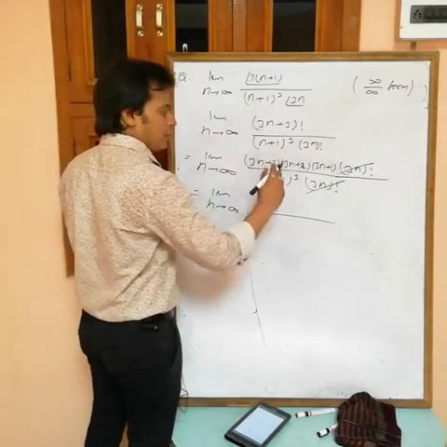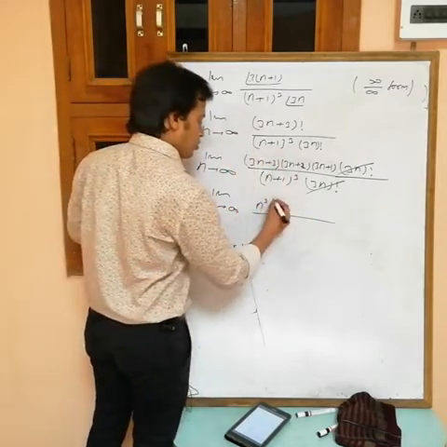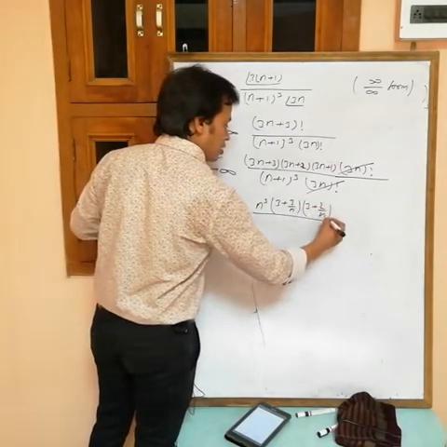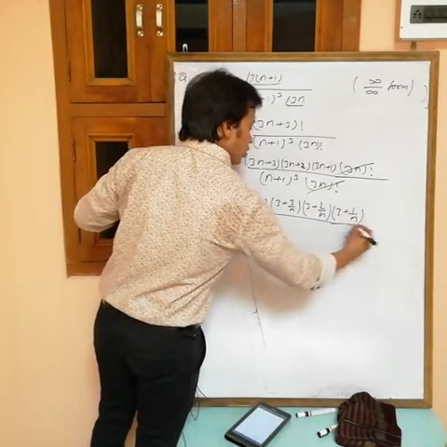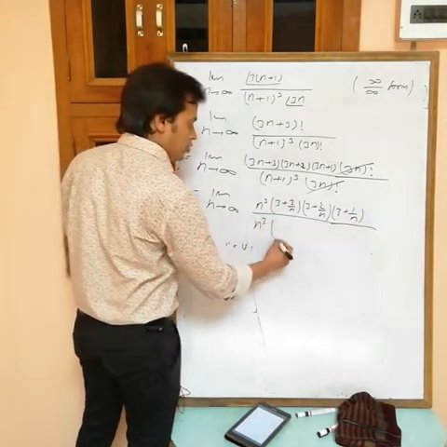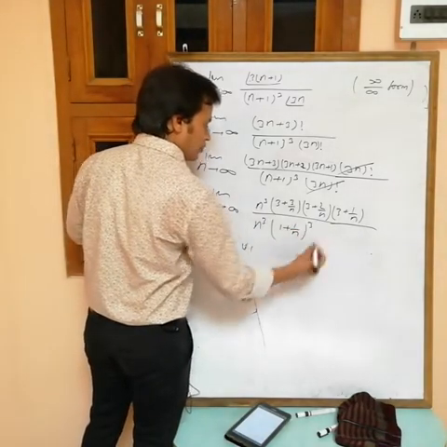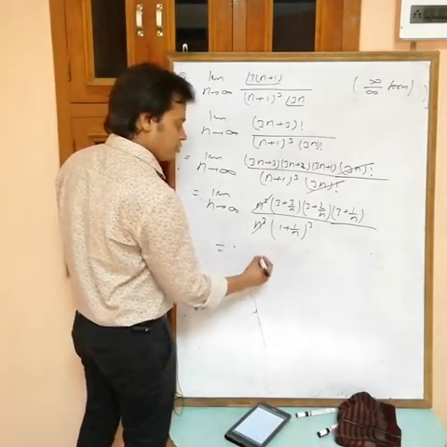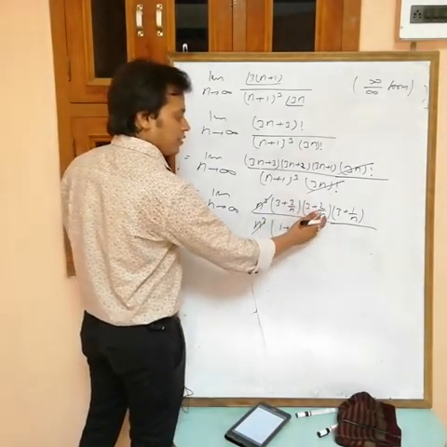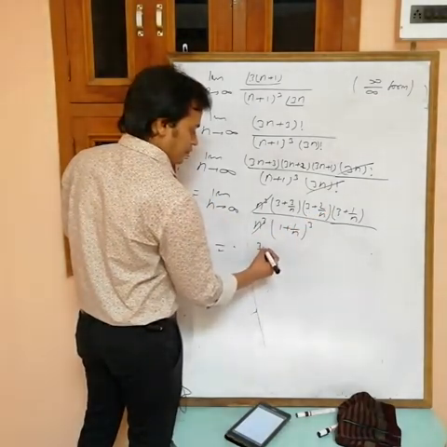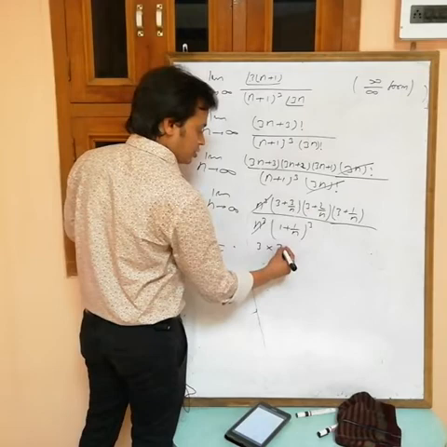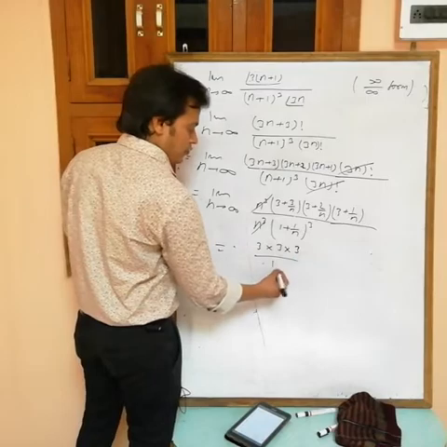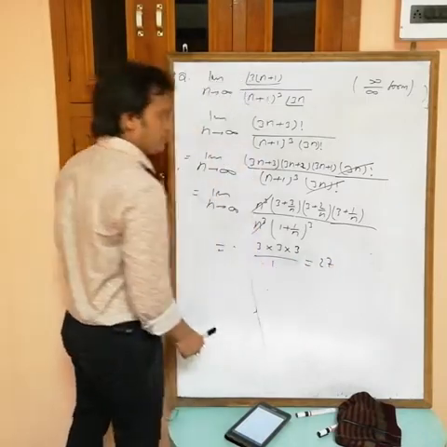Now take n common. n power 3, n cube, (3 plus 3 by n), (3 plus 2 by n), (3 plus 1 by n). Here n common, n cube, (1 plus 1 by n) power 3. n cube cancel. Now put n equals to infinity. 3 plus 0, 3 plus 0, 3 plus 0, this one is 3 into 3 into 3, 1 plus 0, 1 by infinity is 0 na, 1. 27 is the answer. Okay, write down.